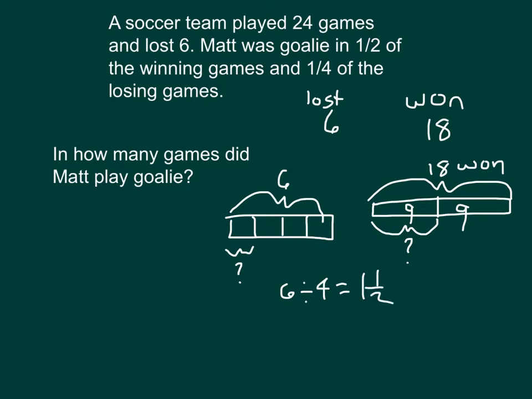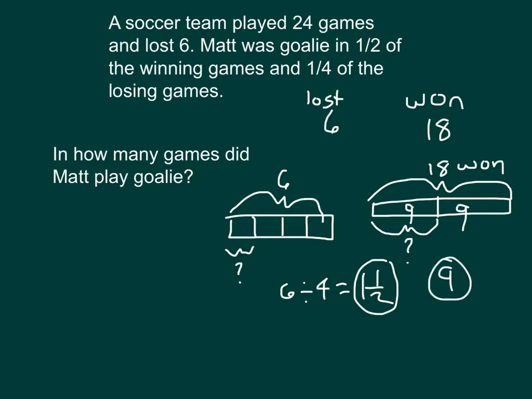Perhaps he only played half of a game then. Maybe he had to go home early, or maybe he got hurt, don't know. Or maybe he decided to play a different position for the rest of the game. So, 1.5 for the losing games, and 9 for the winning games.